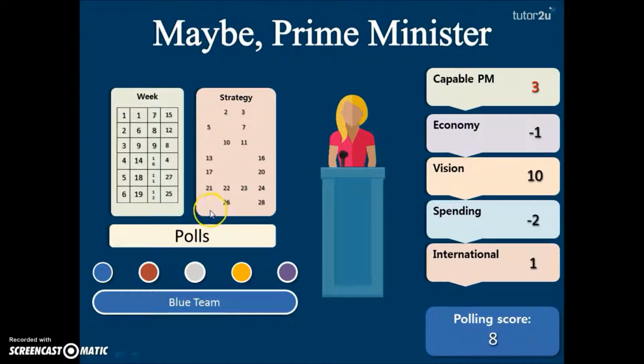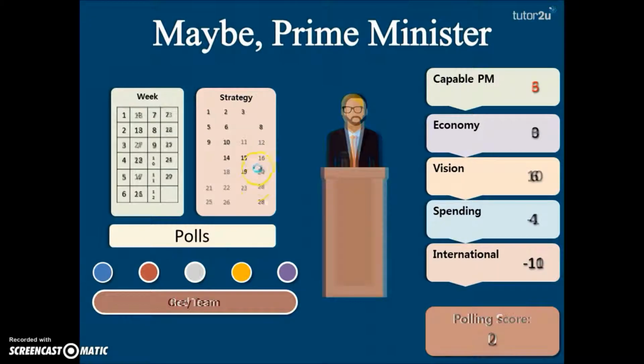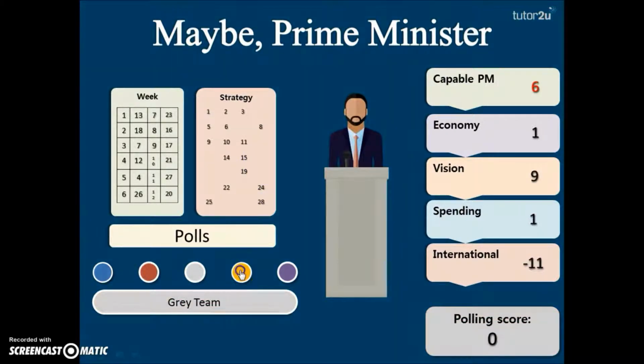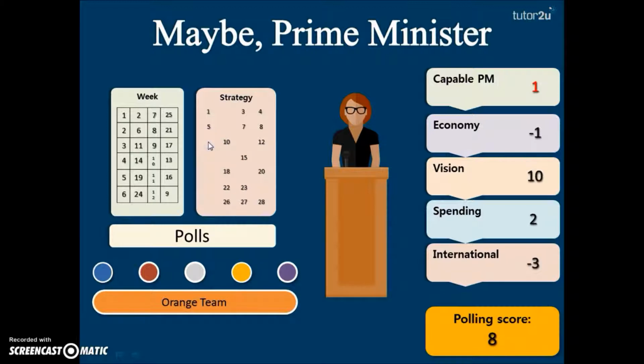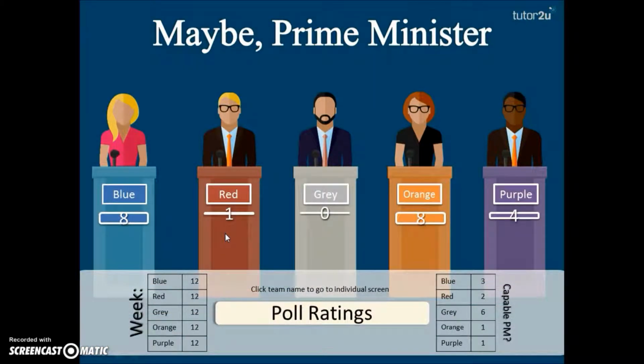Their polling score remains the same. Red teams, I'll just input for red, grey, and then orange. Orange got a nice score at the end. And then can purple come up with one more score just to beat the blue team? So let's imagine they go with policy number 17, introduce identity cards into the UK. What happens there? Oh dear, their polling score goes down. Let's go back to the final set of scores.